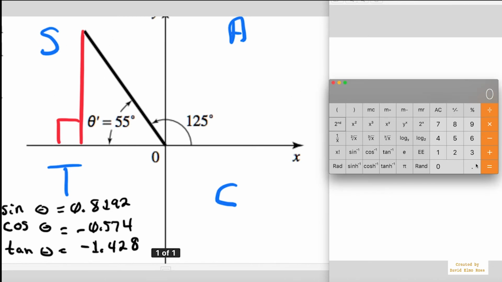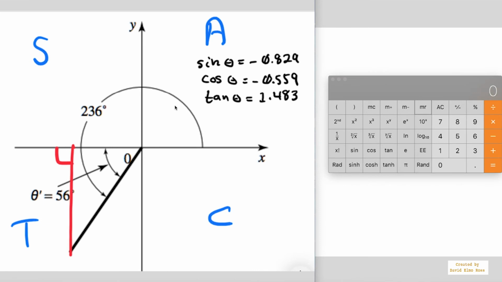So let's put in a number here, 0.8192, and do the inverse sine, and we find that it is 55 degrees, but we know that 55 degrees is in the second quadrant, so we're going to change sign here and basically subtract that from 180 degrees, and we find that the angle that we're looking for again is 125 degrees here.